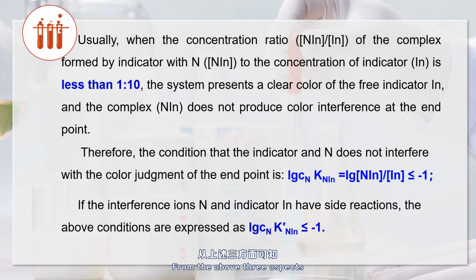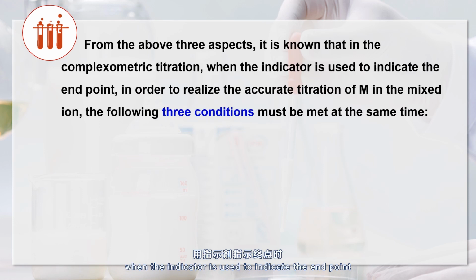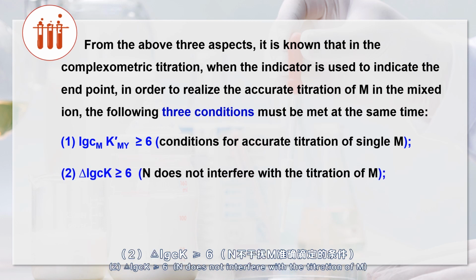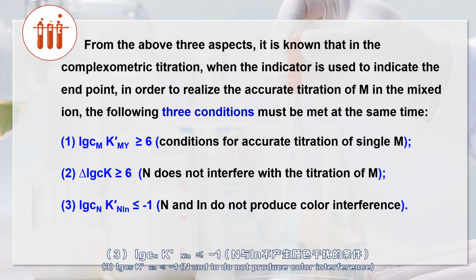From the above three aspects, it is known that in complexometric titration, when the indicator is used to indicate the endpoint, in order to realize the accurate titration of M in the mixed ions, the following three conditions must be met at the same time. Log C(M) K'(MY) equal to or more than 6, the condition for accurate titration of single M. Delta log CK equal to or more than 6, N does not interfere with titration of M. Log C(N) K'(NIn) equal to or less than -1, N and In do not produce color interference.